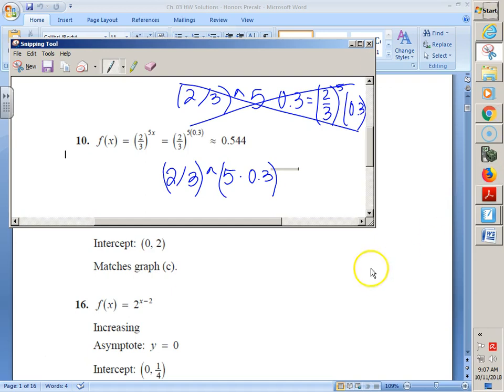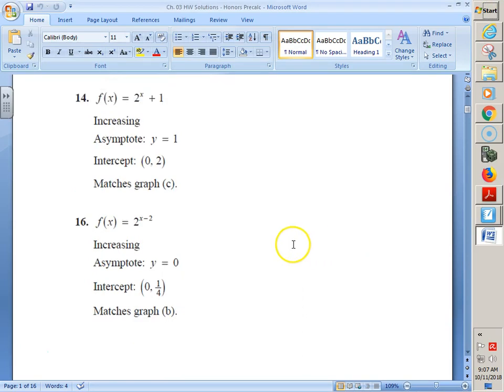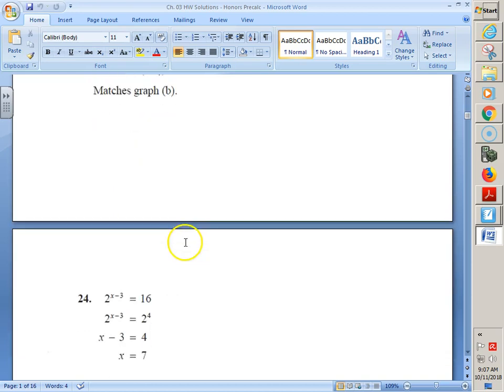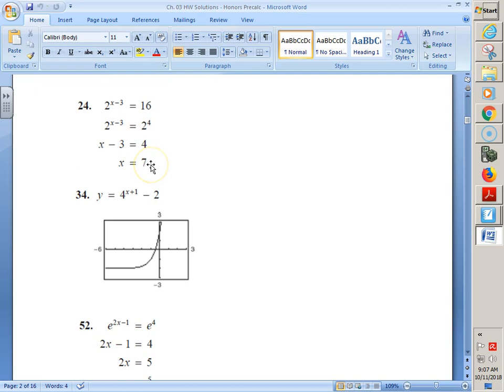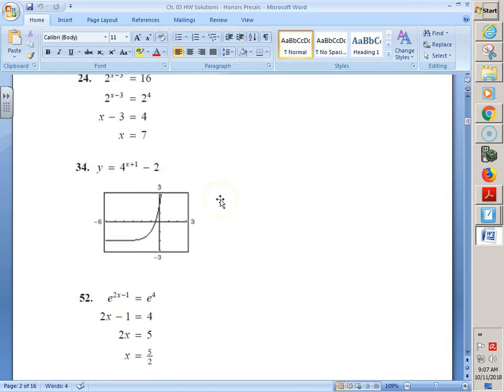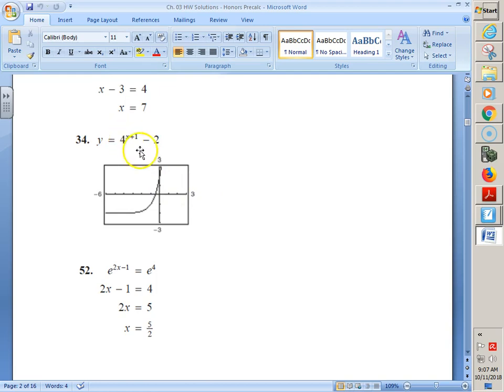All right, number 14 was C. How did you guys make the matches? Did you think about like the shifting up and, okay, like transformations. So 14 was C, 16 was B. 24 is 7. You would have wanted to make 16 2 to the 4th power, 1-to-1 property, set them equal, solve. Number 34, were you just learning how to use your calculator or reviewing how to use your calculator?